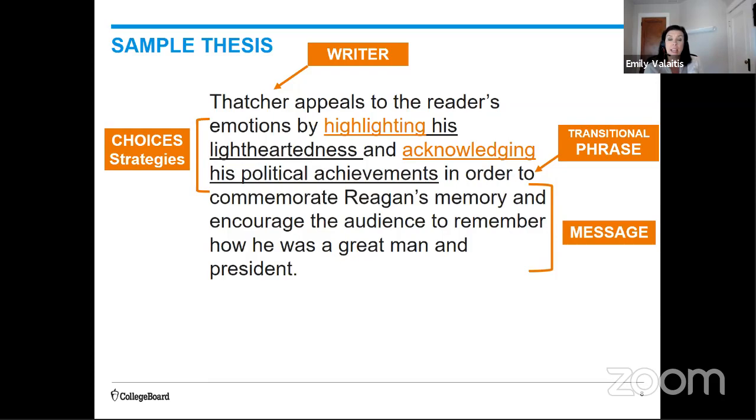So this thesis statement is going beyond just identifying two or three things the writer uses and shifting into the message. I did get a really good email from a student yesterday who tracked me down, was a good Google searcher, and asked if I could clarify what a message meant. You might see this as the argument, depending on what language your teacher has used, but it is kind of like the argument here. So what she's doing is her purpose is to commemorate his memory in order to encourage the audience to remember how he was a great man and president. Some of you might think of that more as the argument.